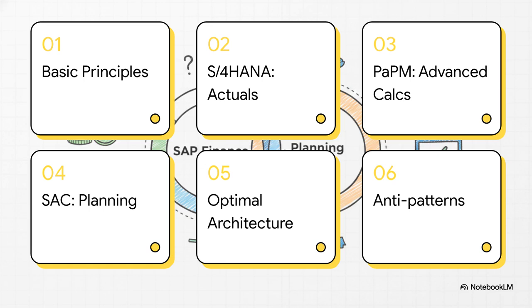So, here's our roadmap. We'll quickly cover the basic principles of boundaries, then look at S/4HANA as your actual source, PAPM as your advanced calculation engine, and SAC for planning and decisions. After that, we'll map out an optimal integration architecture and wrap up with the anti-patterns you absolutely need to avoid.